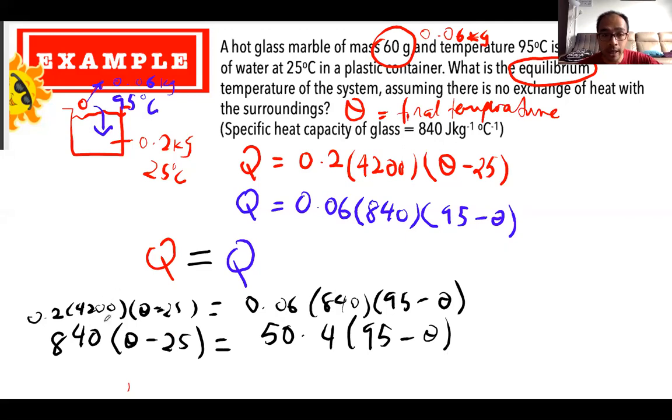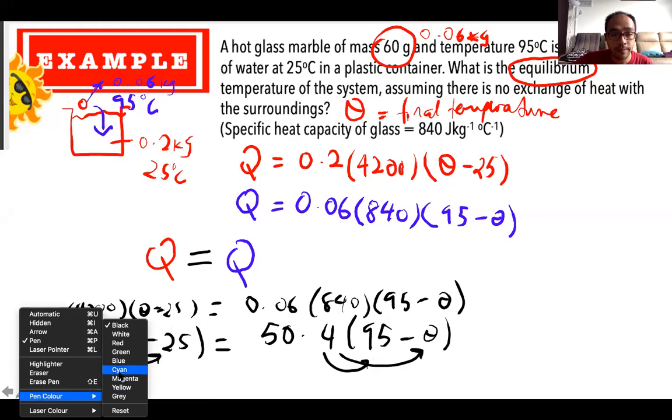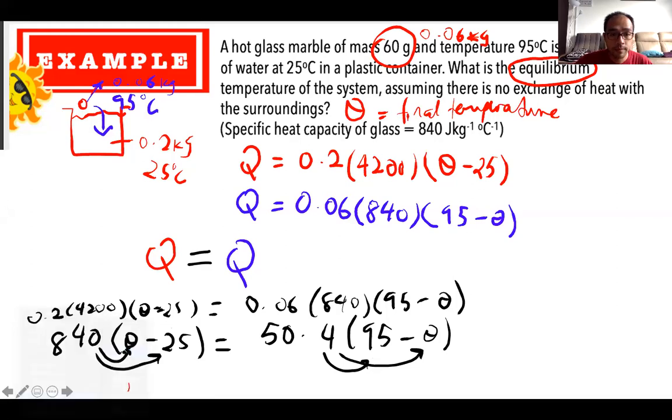Okay, once you come to this stage, let's do this mathematically. Multiply this and multiply this, and you multiply this and multiply this. So, how much is 840 times 25? So this would be 840 theta minus, how much is this? 840 times 25, people? 21,000. Okay, 21,000 equals 50.4 times 95.